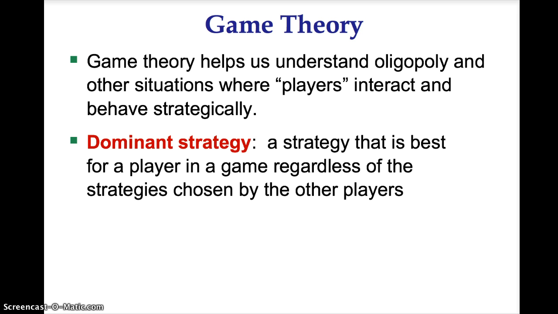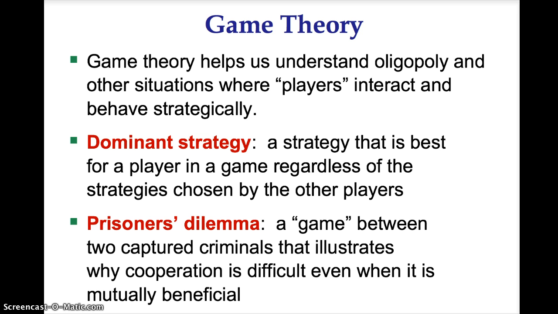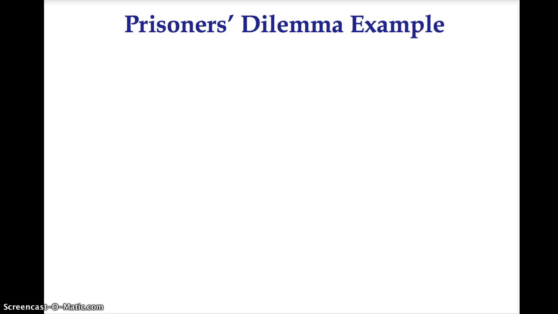Dominant strategy is a strategy that is best for a player in a game regardless of the strategies chosen by the other players. Prisoner's Dilemma is a game between two captured criminals that illustrates why cooperation is difficult even when it's mutually beneficial. Prisoner's Dilemma example.